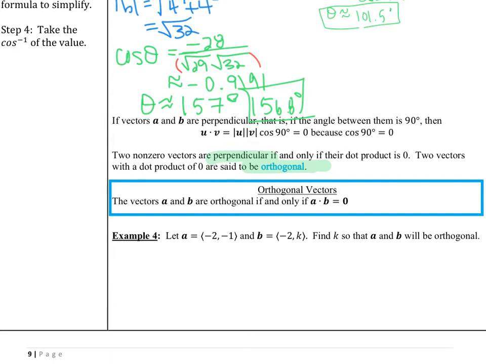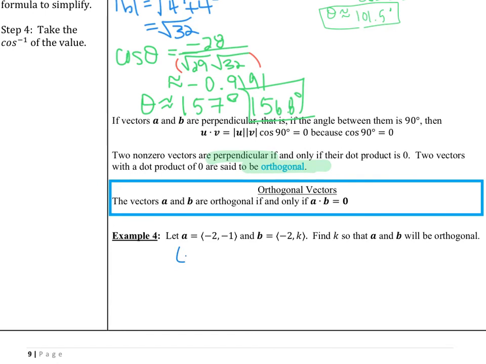So this example 4 is on your quiz. There's one just like this on your quiz, but there's not any like this on your worksheet. So you're still using the dot product, so that part's not different, but we are going to try to find a missing coordinate here to create this orthogonal situation.